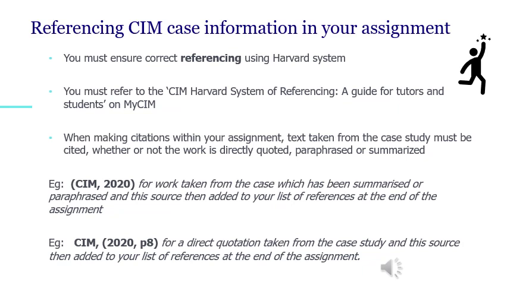The second example is used when you have used a direct quotation from the case. This is when you would use the direct words from the case, but you would put quotation marks around these words and state CIM brackets date and the actual page number from the case. Again, you would need to ensure that you add this to your reference list at the back of the assignment. Please do check the CIM guide on using the Harvard system to remind yourself if you are having difficulties in using Harvard correctly.